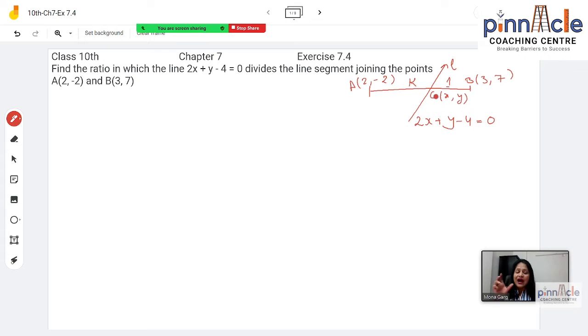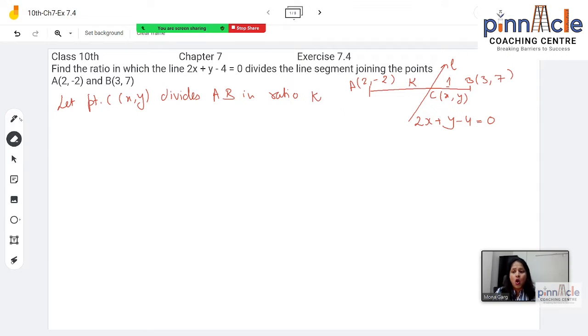Okay, now I have to write this in a statement line as well. So let point C having coordinate x and y divide AB in ratio, what ratio will we take? K is to 1. Now here, sometimes what happens is you take that m n or m1 m2 formula, but that is actually a bit lengthier. If we have to find the ratio, in that case taking ratio as k is to 1 is always easier, shorter and convenient to use.